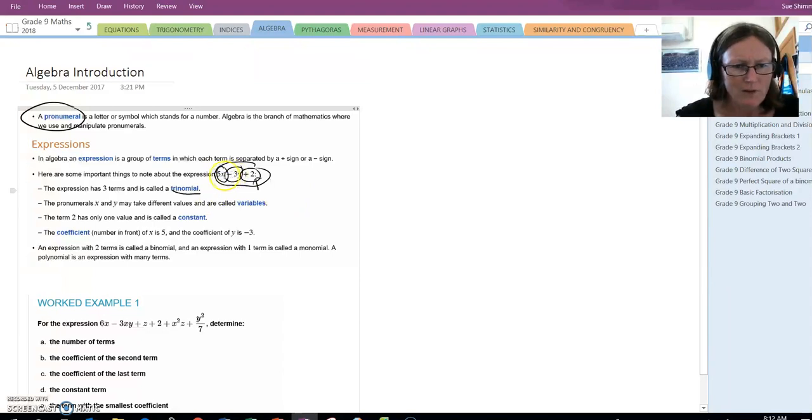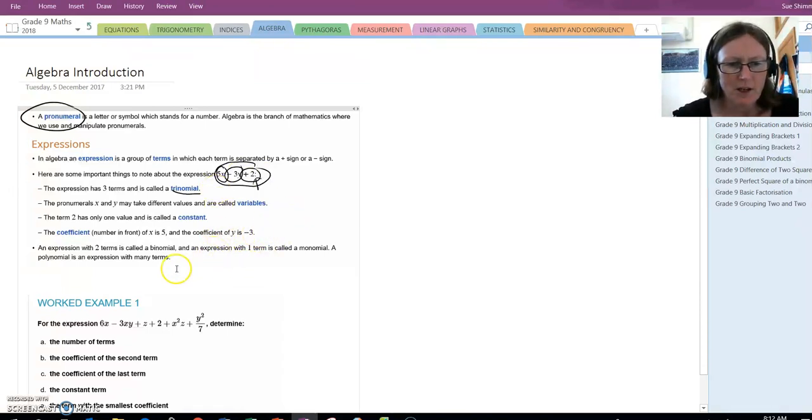This first term, 5x, the number in front of the x, the 5, we call the coefficient. And here, negative 3y, the coefficient of the y is the negative 3.